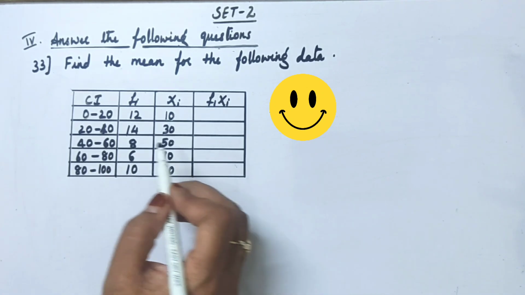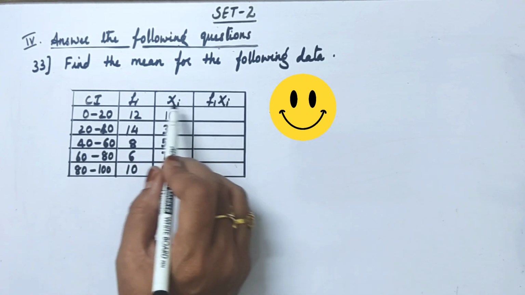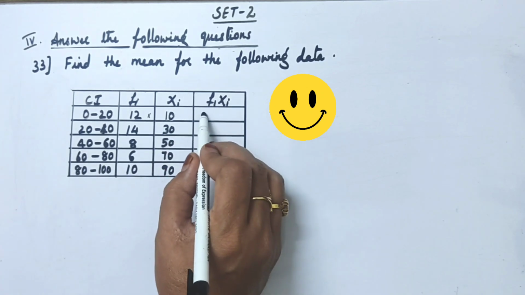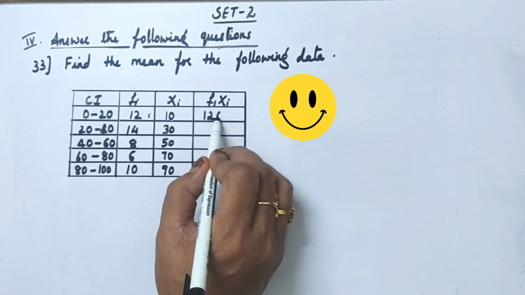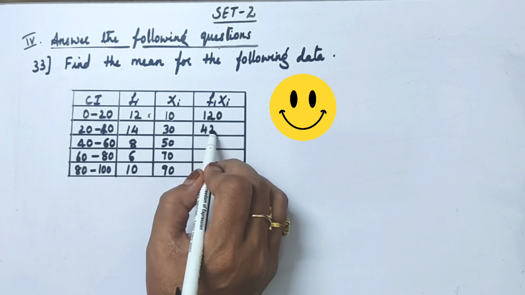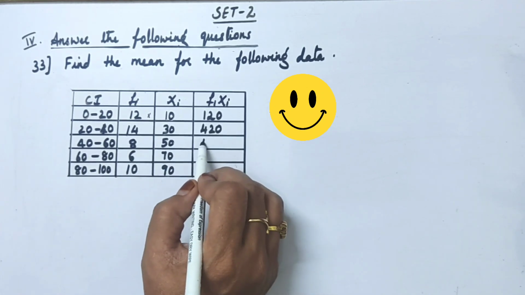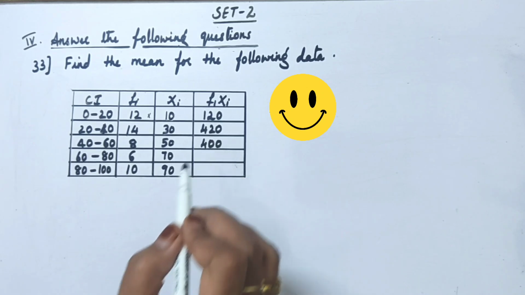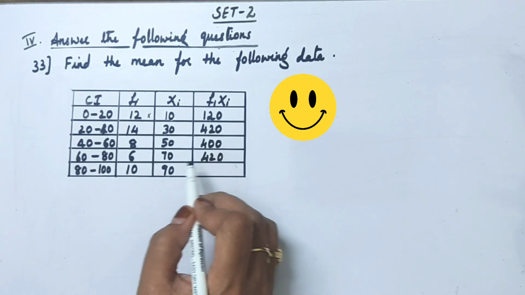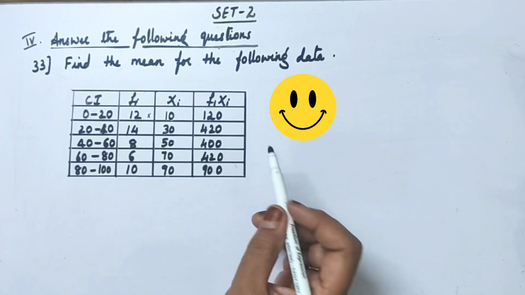Okay. Now here let us multiply, that is fixi. Fixi is nothing but the product. Let us multiply these both. I am going to get 120. Now when I multiply this, I am going to get 420. Okay, 8 5s are 40 and 1 0, that is 400. 6 7s are 42 and 1 0 here. 9 10s are 90 and 1 0.